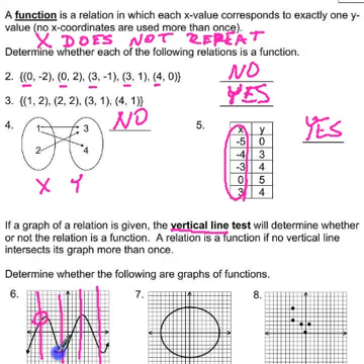So once, once, once, once. If it only touches it one time anywhere on that graph, then you're okay. Yes, you have a function.